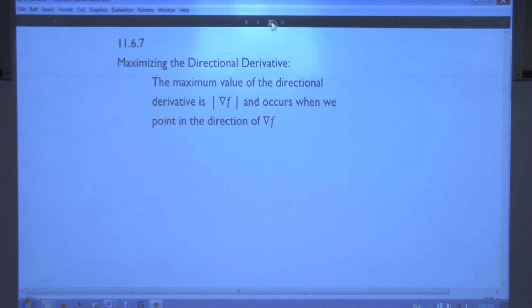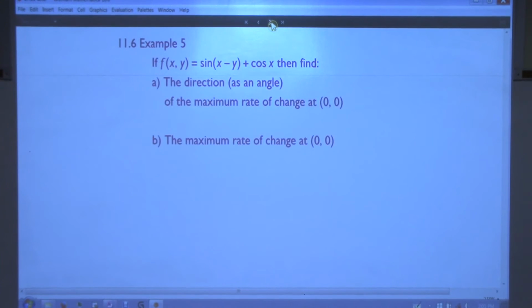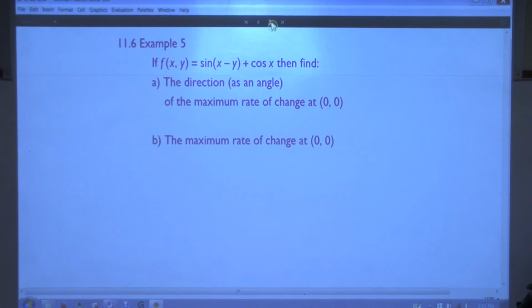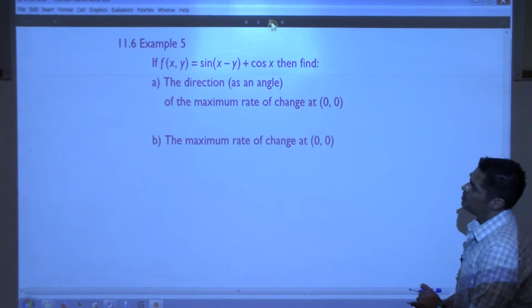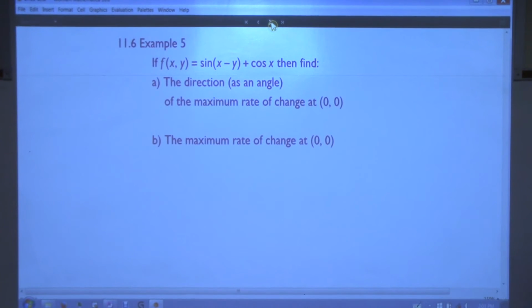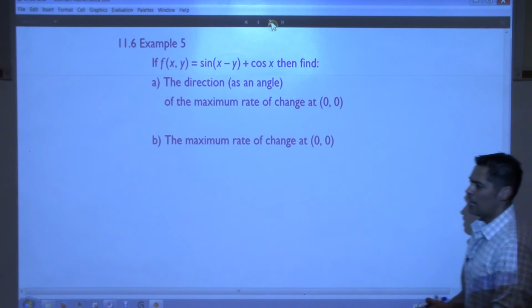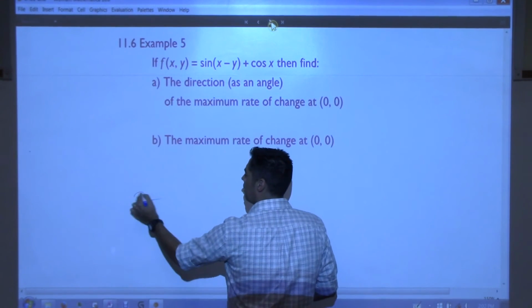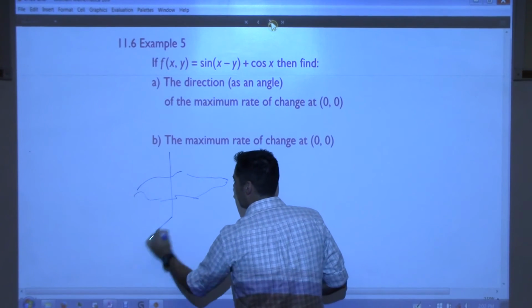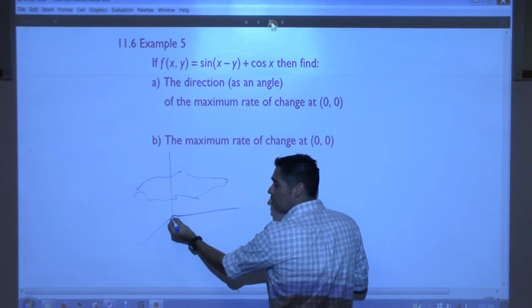Remember that. That's a big note right there. So here's an example. We have this function of two variables. First, let's find the direction as an angle of the maximum rate of change at 0, 0. So you've got some surface sitting up here, floating around here. It's not really floating. And you're at the origin, right?